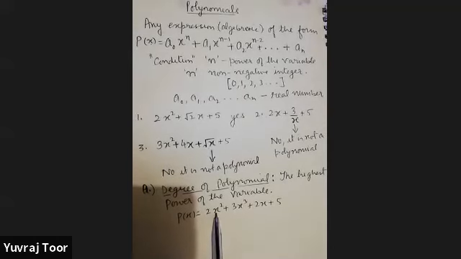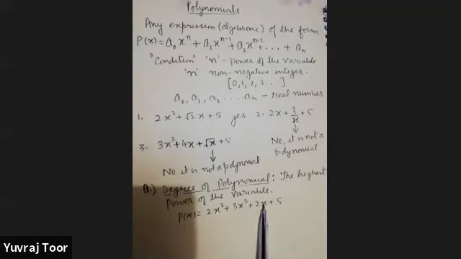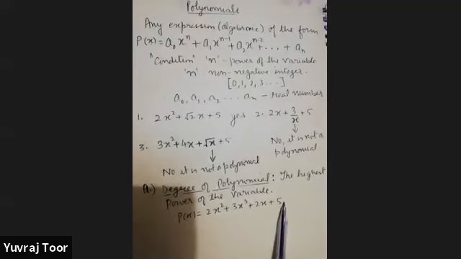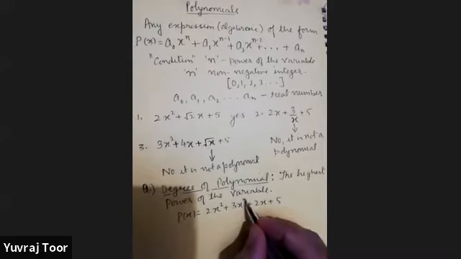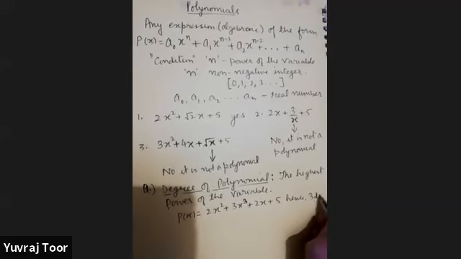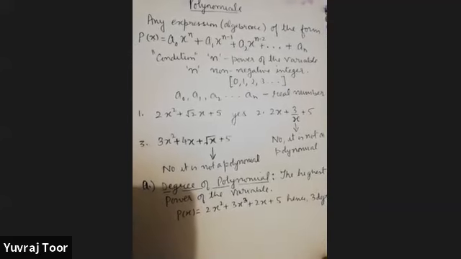So looking into the first term, the power is 2. Next term, it is 3, then 1, and the power of this term is 0. X raised to power 0 is 1, so don't say it doesn't have any variable. Variable with power 0. So the highest value is 3. Hence, 3 is the degree of this polynomial. I hope everyone has no doubt.